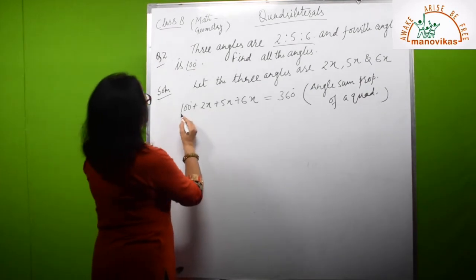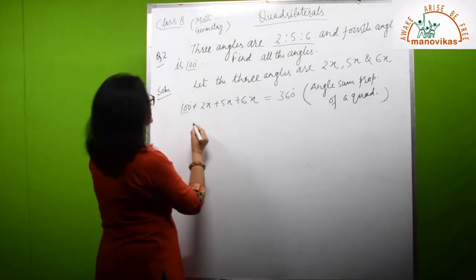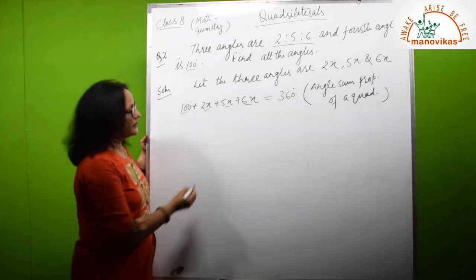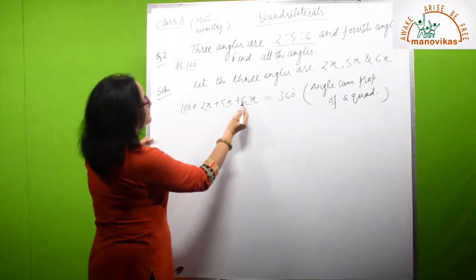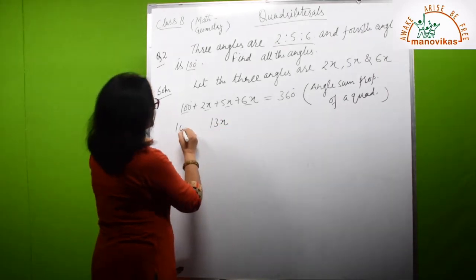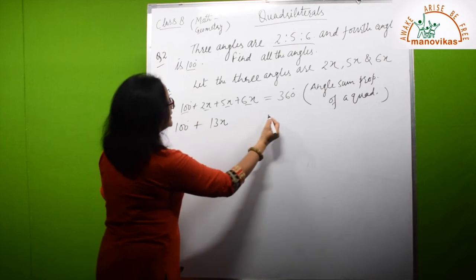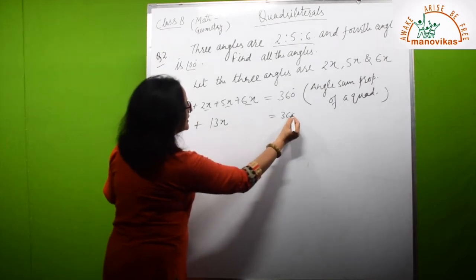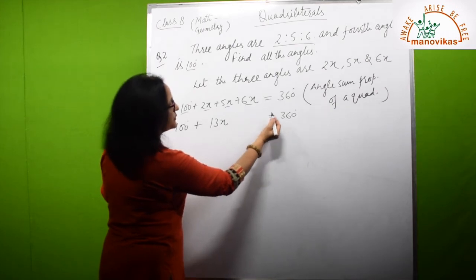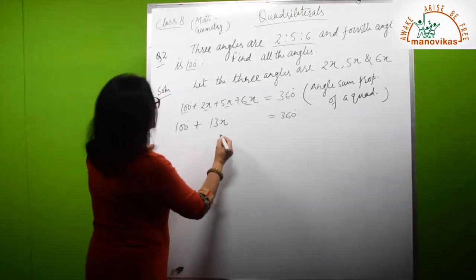Now this 100 you can transpose, and these three variables you can add. So 2x plus 5x plus 6x is equal to 13x. So 100 plus 13x is equal to 360 degrees. You should try to mark this sign of equality in a column.